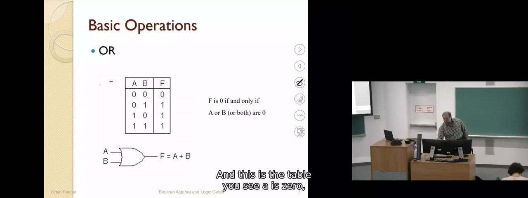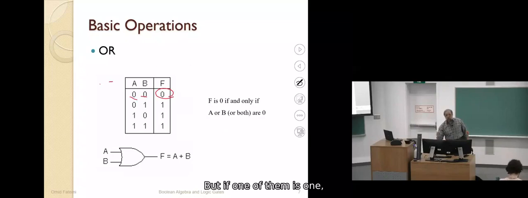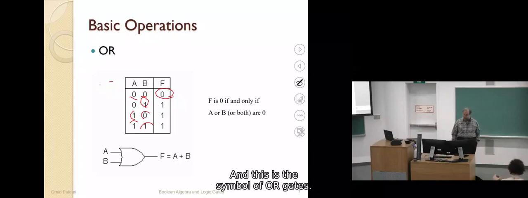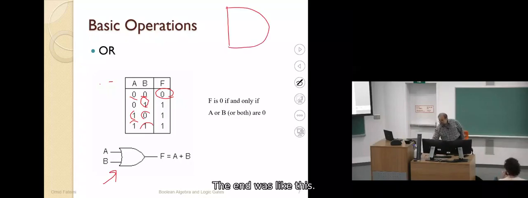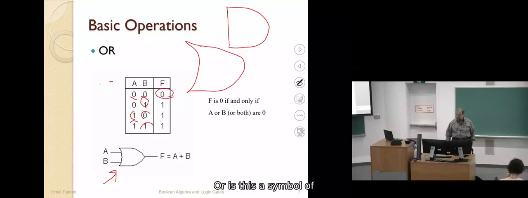And this is the table. You see, A is 0, B is 0, F is 0. But if one of them is 1, if A is 0 and B is 1, or A is 1 and B is 0, or both of them are 1, then the result would be 1. And this is the symbol of the OR gate. The AND was like this, but OR is curved. This is the symbol of OR.